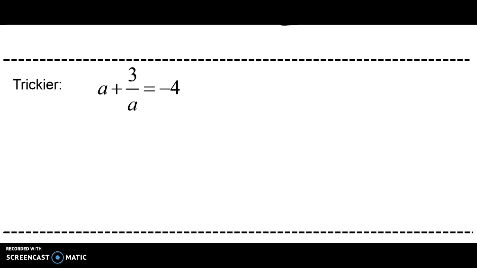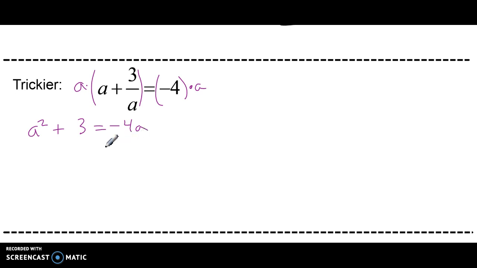Here, take a look at this problem. The common denominator is really obvious. There's only one denominator, a. So we're going to multiply both sides by a. But take a look at what that does. A times a, we get a squared. So one of the lessons here is it's possible to get a quadratic partway through one of these problems. Don't panic. Just solve the quadratic the way you would solve any other quadratic.